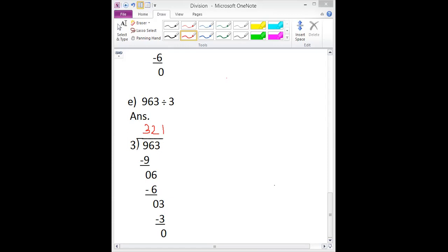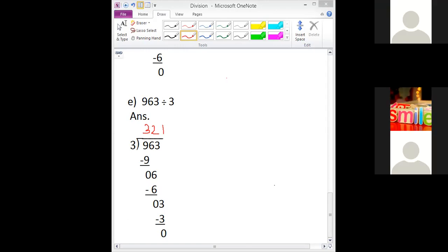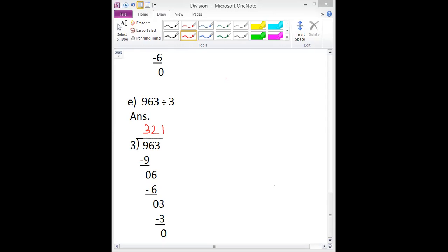So complete this, guys: A, B, C, D, and E. The steps are very simple. Any number you are dividing, write inside the division sign. Any number by which you are dividing, write outside. If they are 2 digits, 3 digits, 4 digits, no matter, the steps you have to follow are the same. First, you need to divide 1 by 1. Take one digit and divide by the divisor. Like here I take 9, divide by 3. The answer is 3, so write that answer.